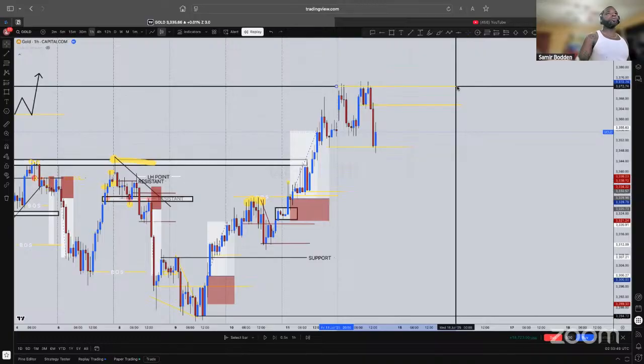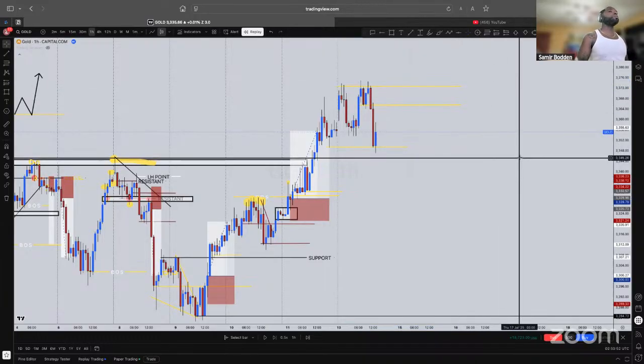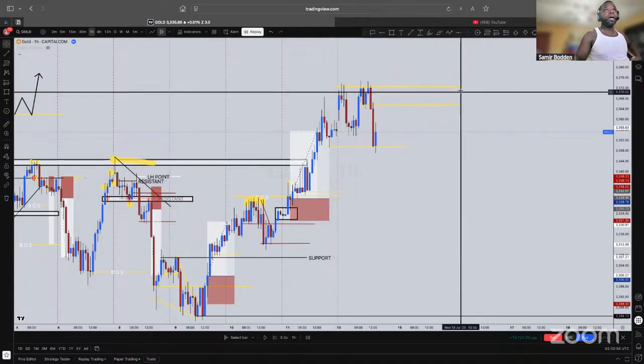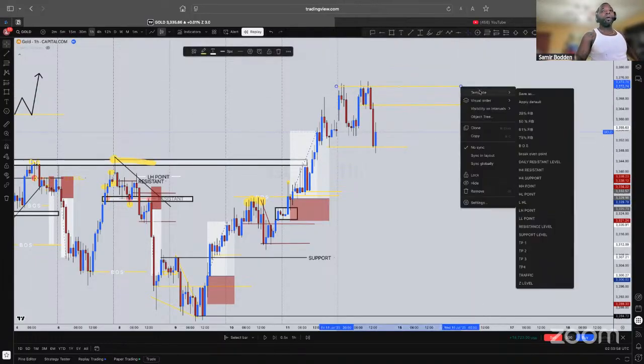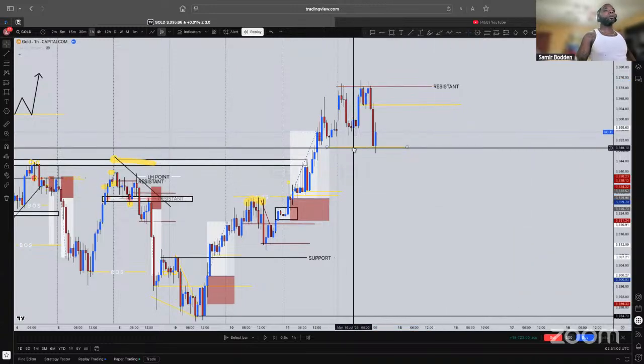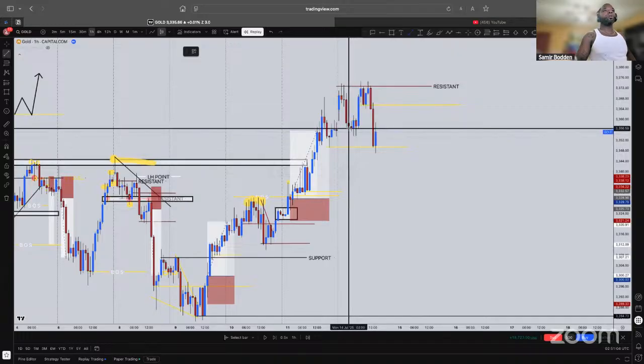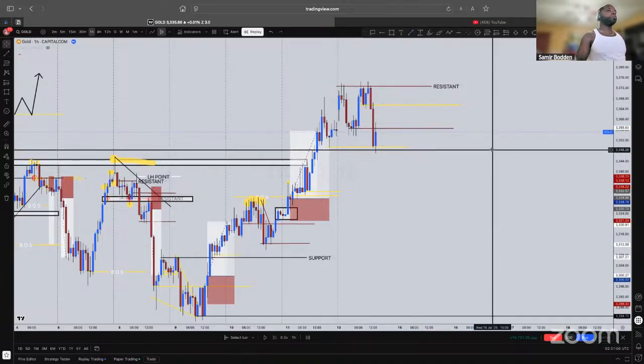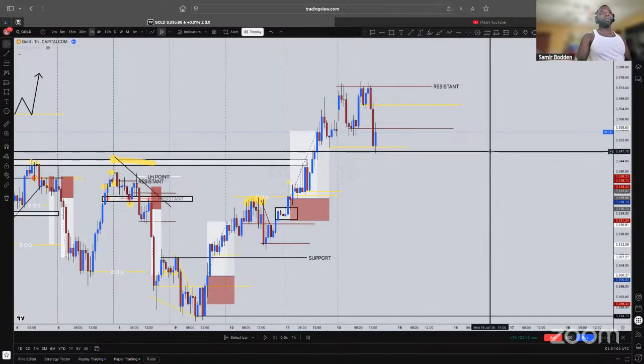We know we got this as resistance. If the market takes out that point, the highest point here, if the market takes out this resistance, then we know we're looking for the upside. If the market takes out this support and is done rejecting off of this support, then we know we could have some retracement back to the downside.